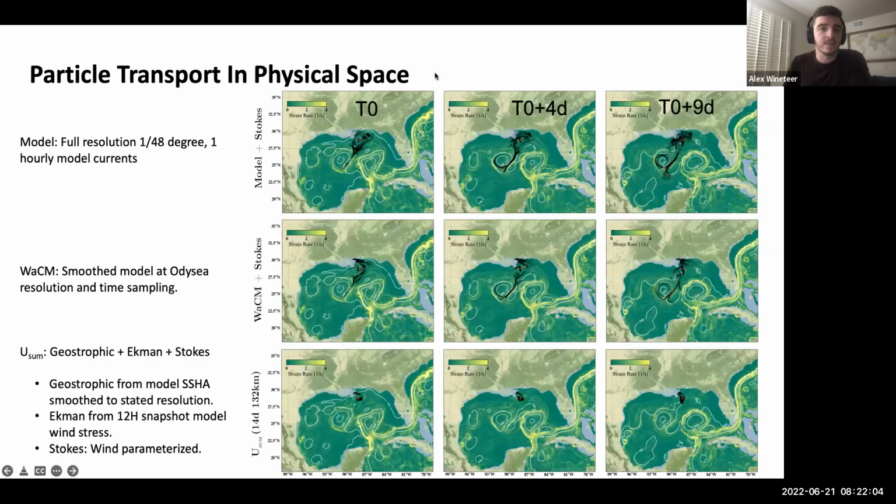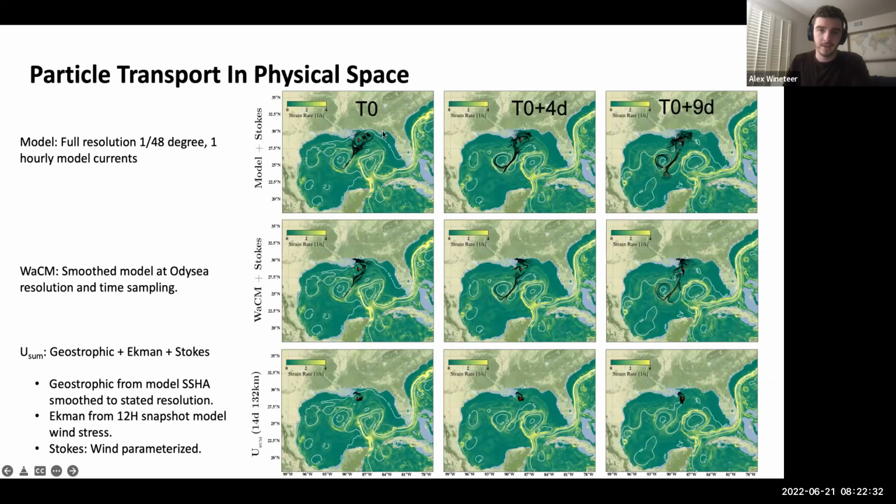Okay, so these are some of the results in physical space for particle transport. Looking at the top pane, this is the model run. This is really a control run where we've taken model currents from the 1/48th degree MITgcm model and advected particles using those currents from the full resolution hourly model. We've also added a Stokes drift onto that.